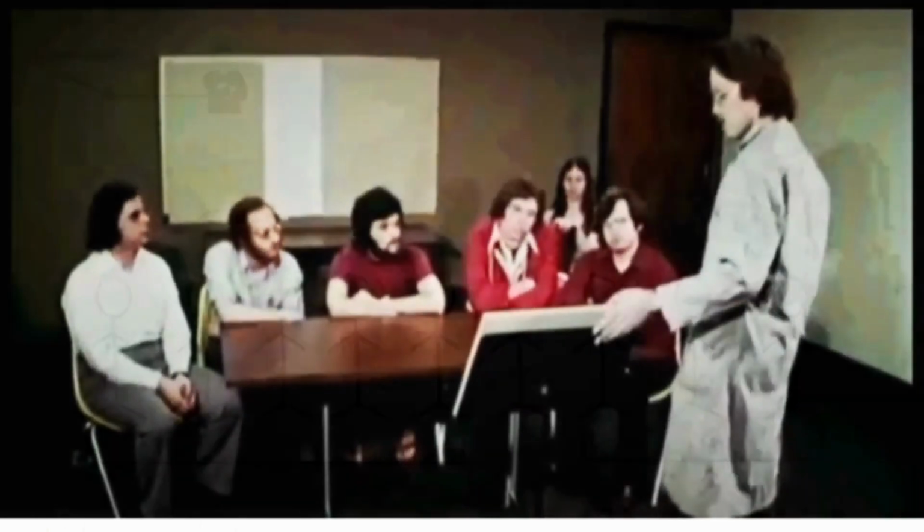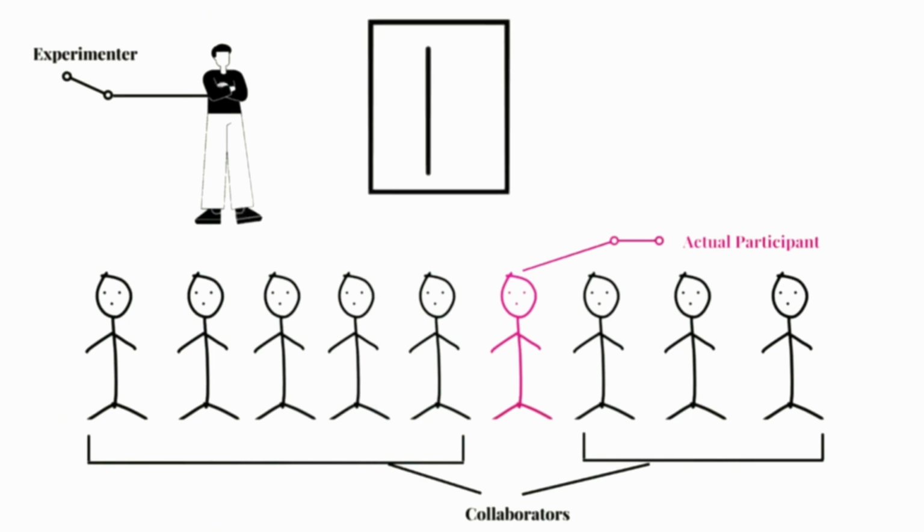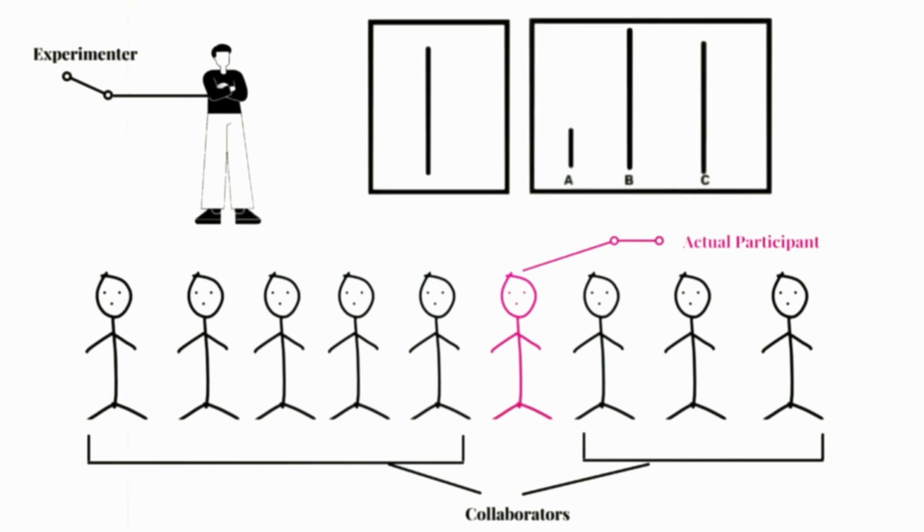A perception test was administered to groups of university students in the trials. All except one of the players were collaborators with the experimenter and only pretended to be participants. The research looked at how the actual student would adapt to the conduct of other students. The participants were seated in a classroom and given a card with a simple vertical black line painted on it. They were then handed a second card that had three lines of varying lengths labeled A, B, and C.